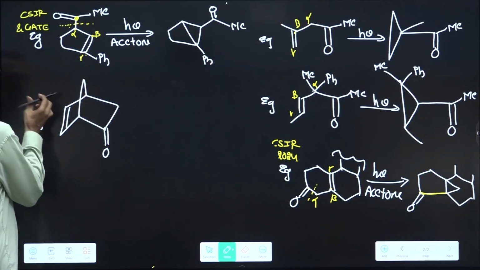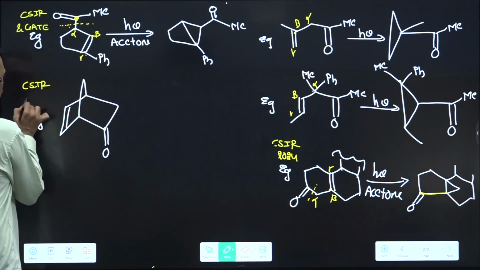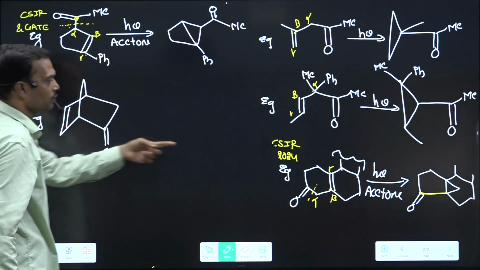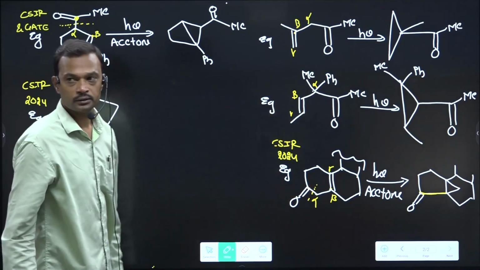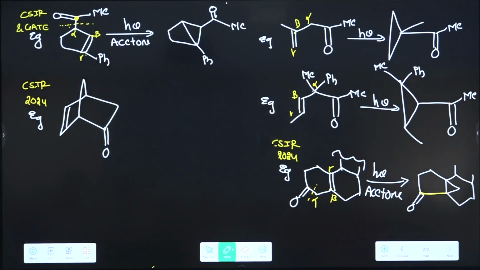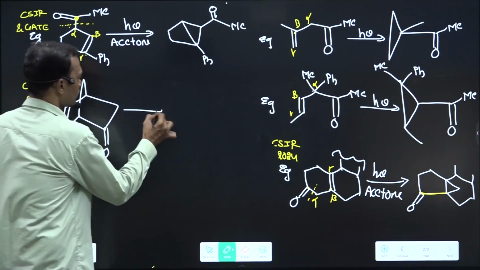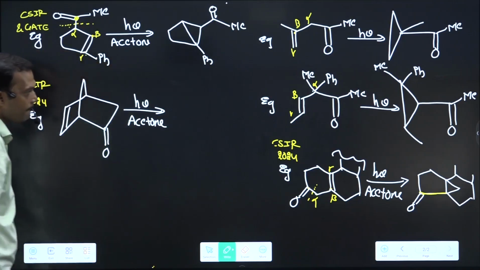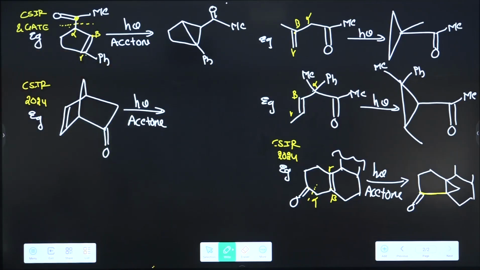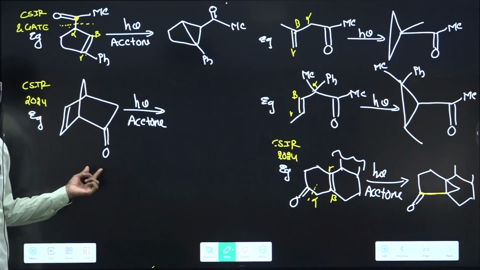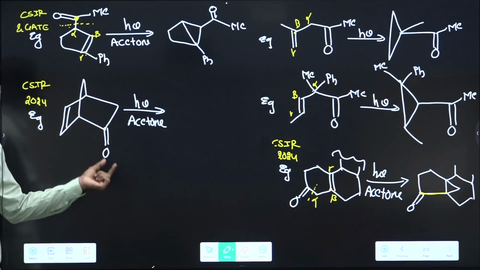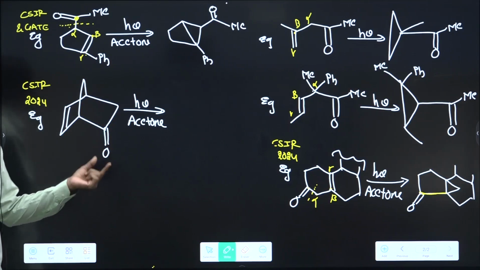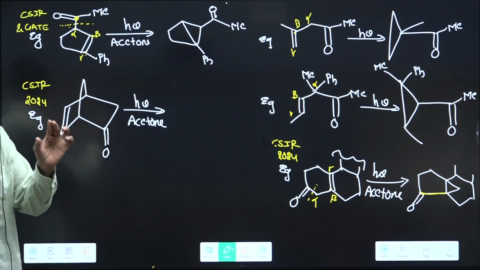So this is also given in CSIR 2024. Last year, these two they gave. Left side, right side questions they gave. I will show that question. Now give the photochemical product of this one. What is the starting material involved in oxa-di-pi-methane? Beta, gamma unsaturated carbonyls, that is responsible to give the cyclopropyl carbonyl compound.